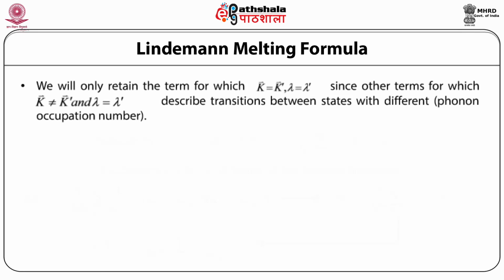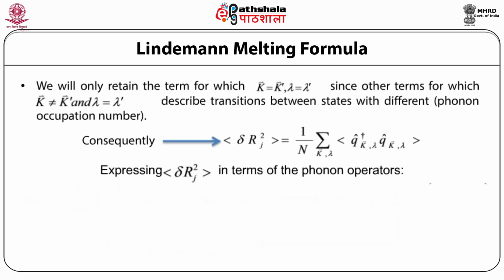Now we will retain only the terms for which k equal to k prime, lambda equal to lambda prime, since other terms for which k not equal to k prime and lambda not equal to lambda prime describe transitions between states with different phonon occupation number nk. So consequently, the average of delta Rj square is equal to 1 by n summation over k and lambda, and then average of q hat dagger and q hat.